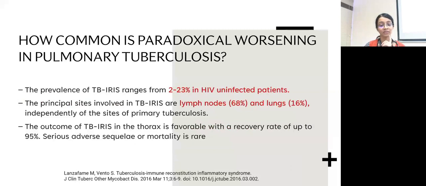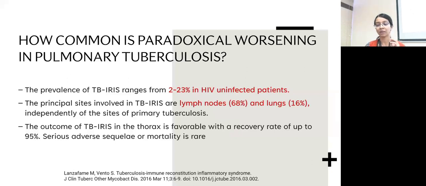How common is paradoxical worsening in pulmonary tuberculosis? In HIV uninfected patients, 2 to 23% can have paradoxical worsening. So actually in people who don't respond to ATT as we expect them to respond, we must always have paradoxical worsening at the back of our mind.